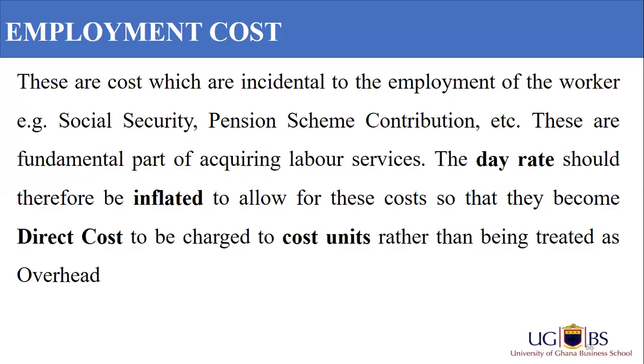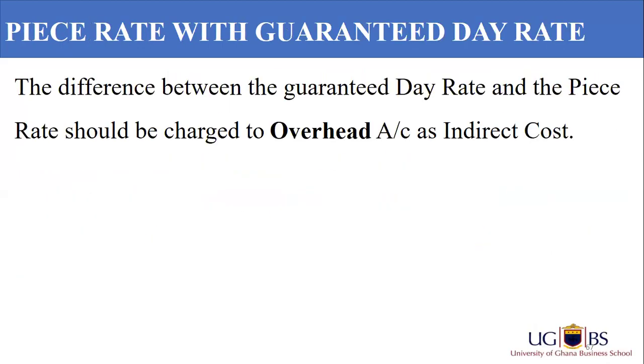Employment costs. These are costs which are incidental to employment of the worker, such as social security and pension scheme contributions. These are fundamental parts of acquiring labor service. The day rate should therefore be inflated to allow for these costs so that they become direct costs to be charged to cost units rather than being treated as overhead. The difference between the guaranteed day rate and the piece rate should be charged to overhead. These are all things that we are supposed to note down. When we start solving questions, you will see how we are going to apply them.